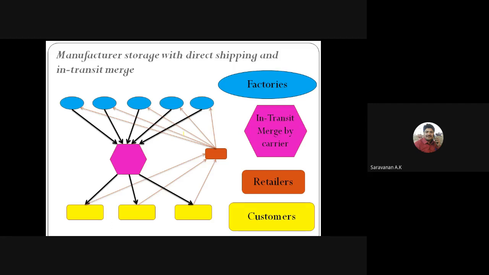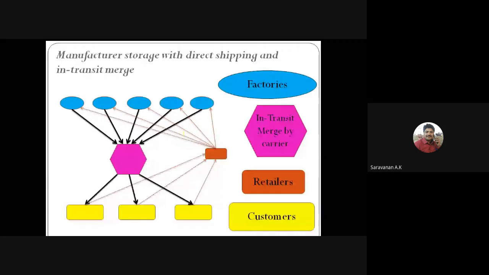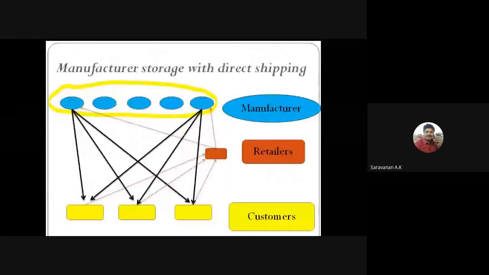They receive different types of products from the different factories, merge all these products, and consolidate the shipments, and from this end they may be sent to the customers. So it is called the in-transit merge. Is it clear? Right? So what is the difference between this and this?